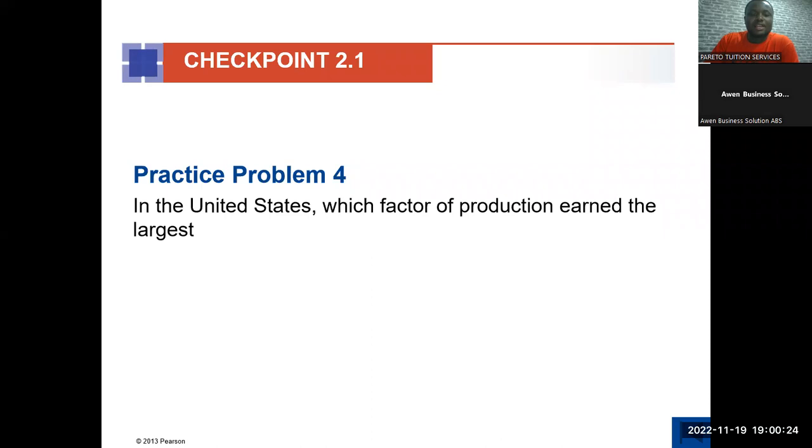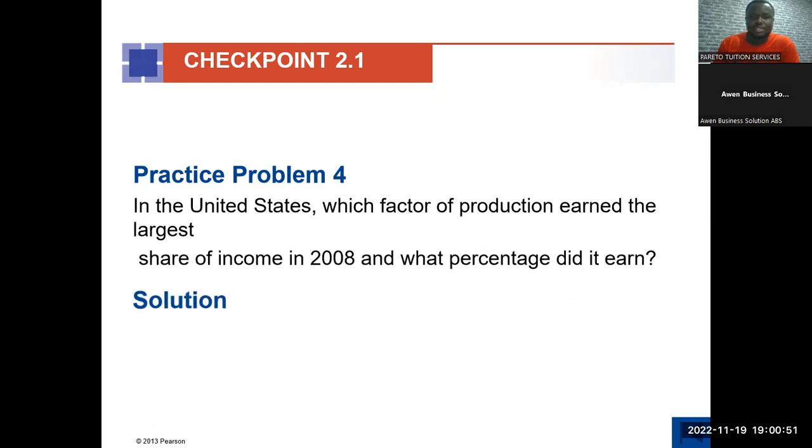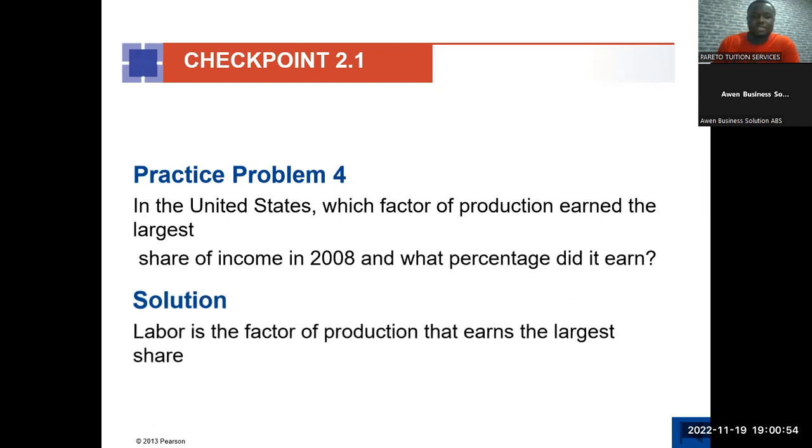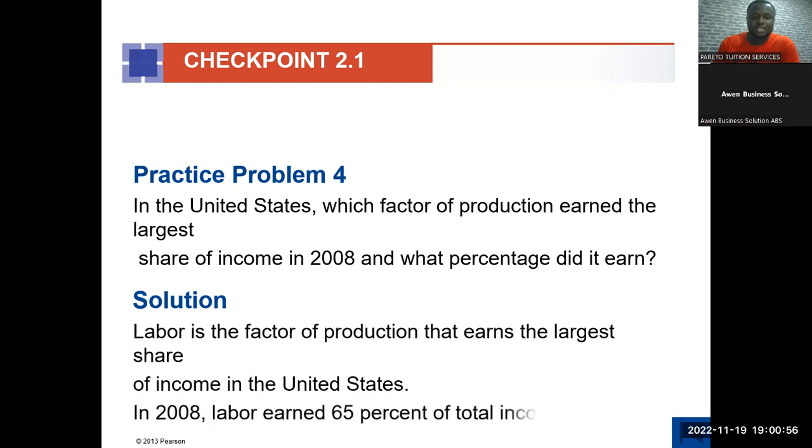All right, so if you remember the functional distribution of the incomes in the United States per the data that we looked at, which factor of production earned the largest? I think labor, wages. Yes, labor. I think it was having about 65% or something. Yes, labor, and it earned about 65%. Yes, that was for 2000.